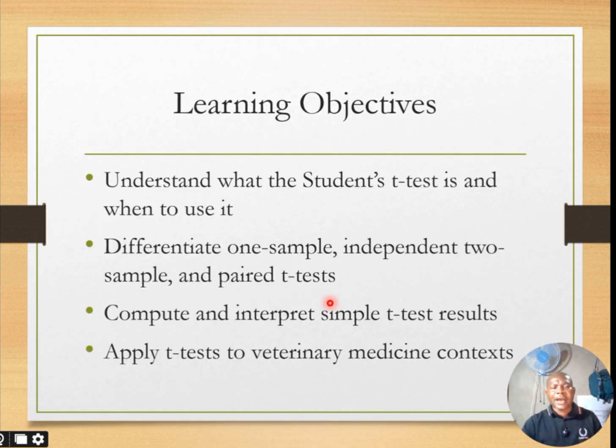So, at the end of this particular presentation, I expect you to be able to tell what the student t-test is all about. And again, you should be able to differentiate between the three types of t-tests that we have. And of course, you should be able to compute and interpret simple t-test results. I'm also going to give you the opportunity to attempt a few exercises that will help you to be grounded in the understanding of this statistical tool. So let's start with what the student t-test is all about.